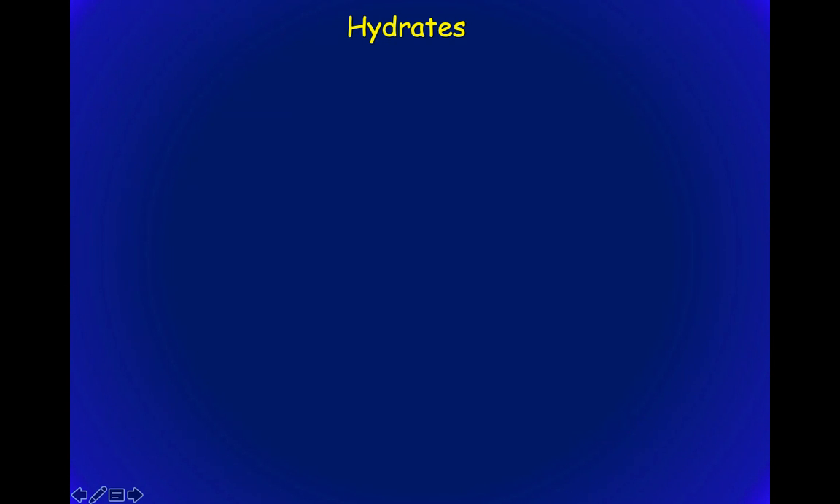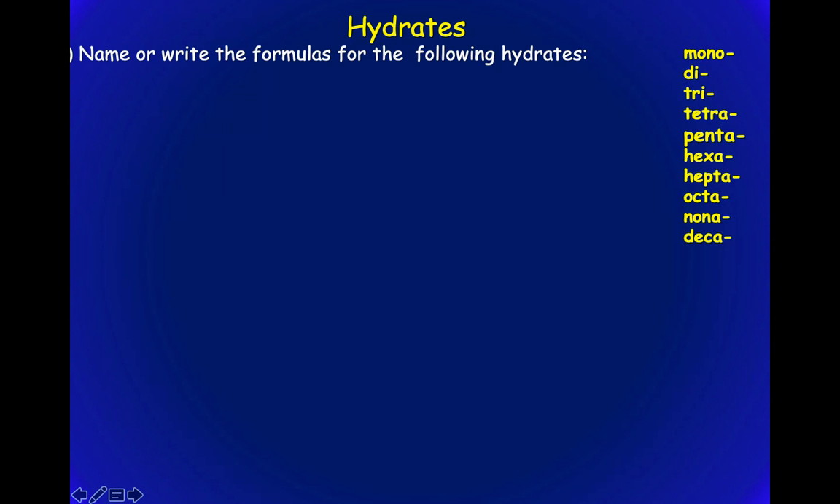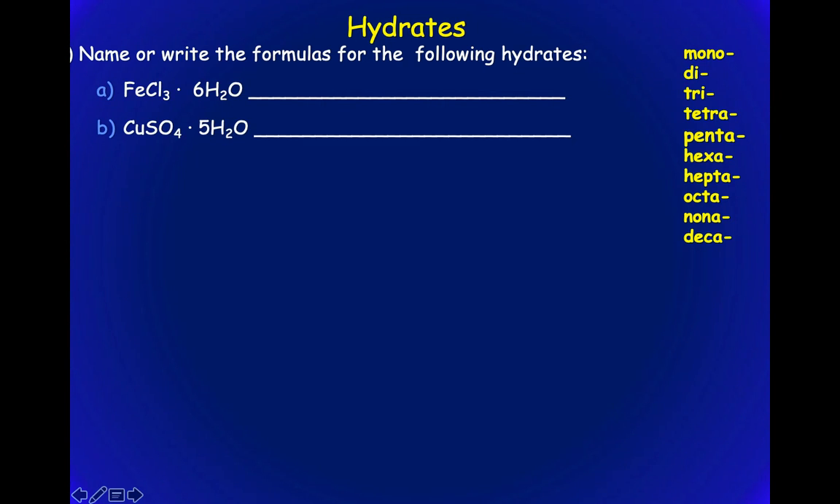All right, so basically with hydrates, what if we want to name? We'll practice naming a little bit in this. So say I wanted to name the formula. Let's go back. Sorry, guys. I wanted to name this formula FeCl3.